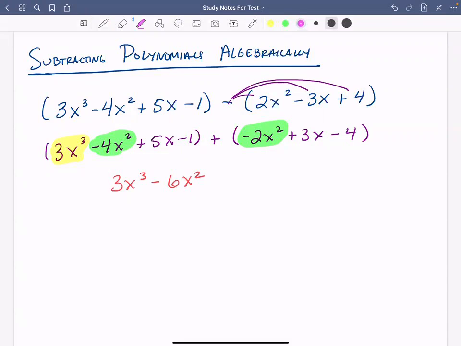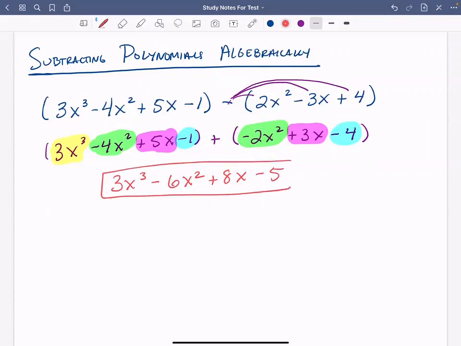Next, I just keep moving through and I look at the exponents for my variable, and that's just 5x, so it's just x. So I have 5x, and then I have this positive 3x. You add those together, and you get positive 8x. Lastly, we go through and we have our constants. So negative 1 plus a negative 4 gives us a negative 5. And this would be our solution for this problem here. Now, again, that's horizontally. Vertically, it's a little different.